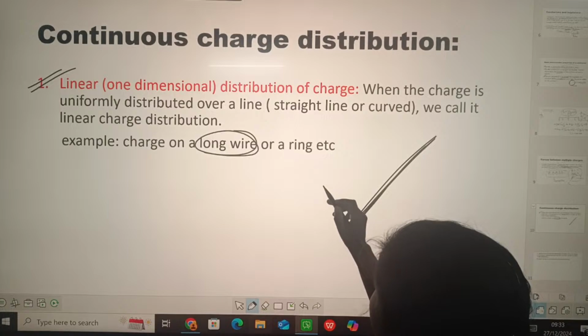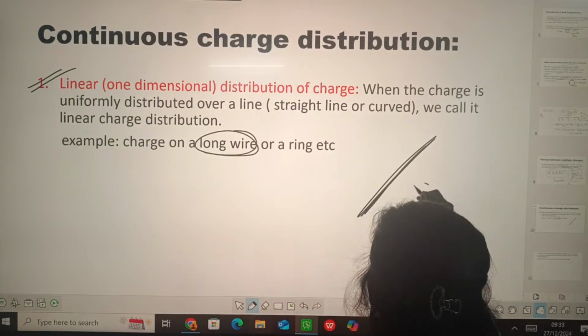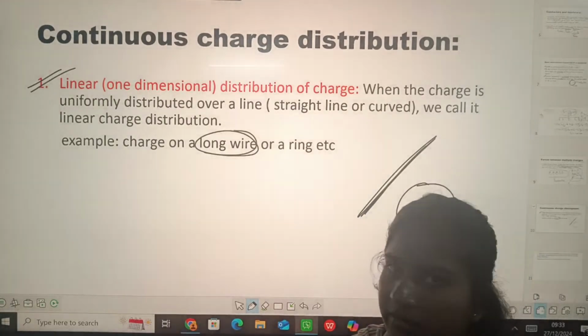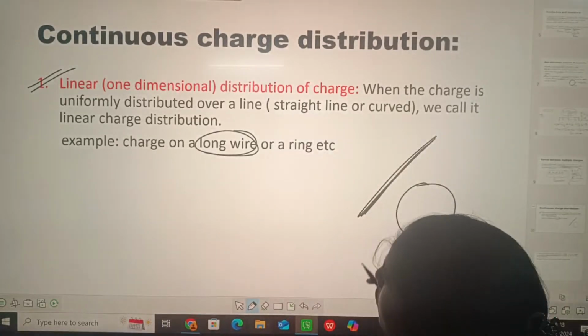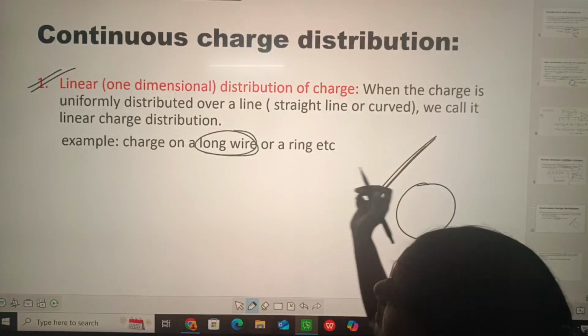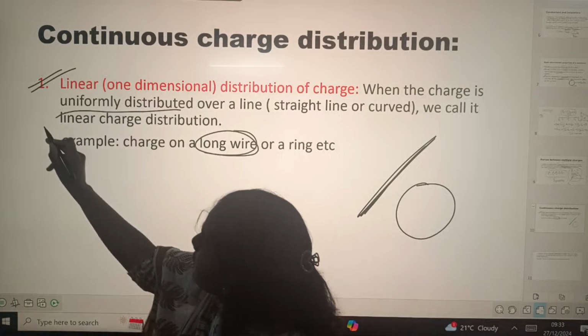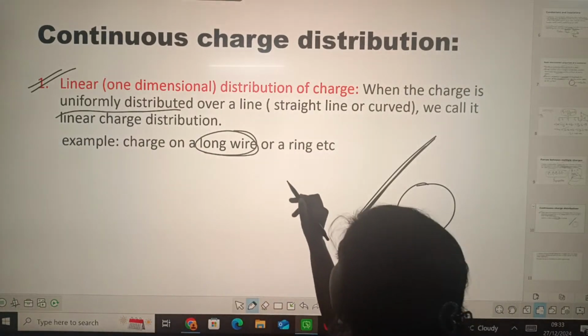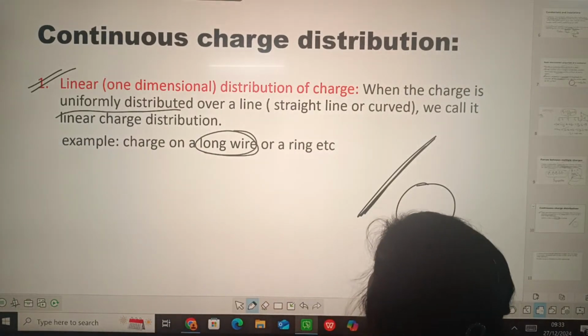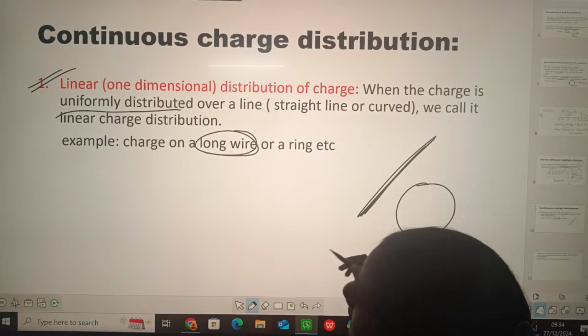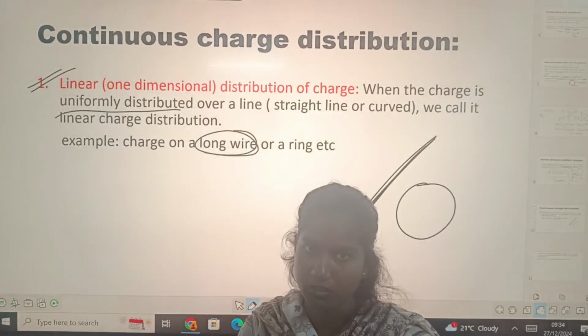In this, or a ring. If this wire is made into a ring, it becomes a ring, so it is one dimensional. So in one dimension, when the charge is uniformly distributed over a line, a straight line or a curved line, we call it a linear charge distribution.